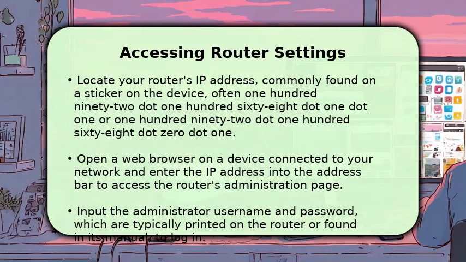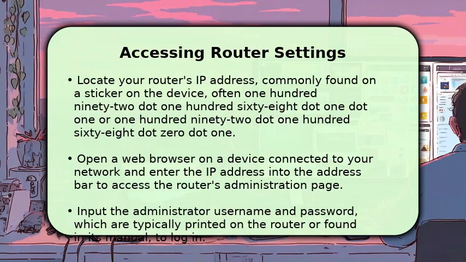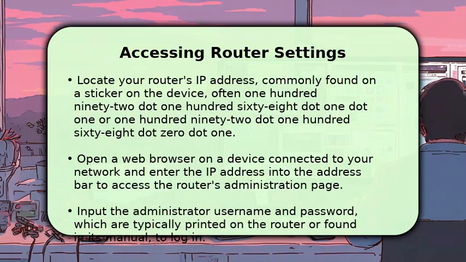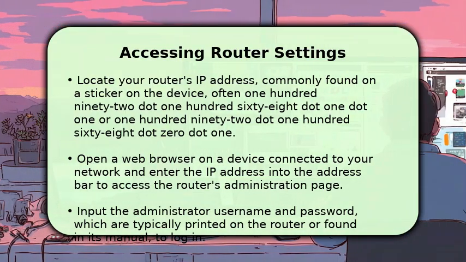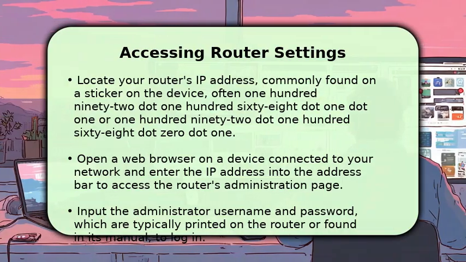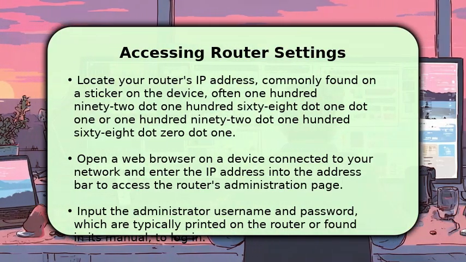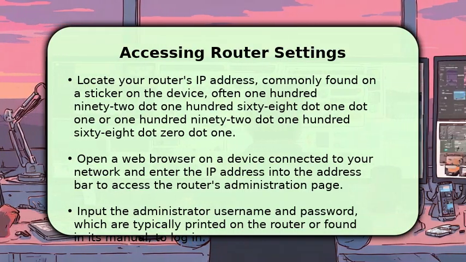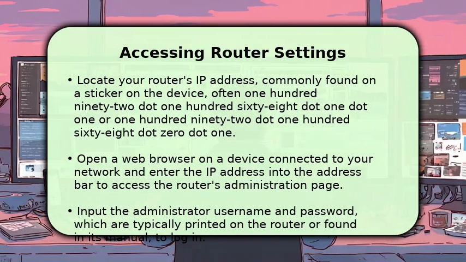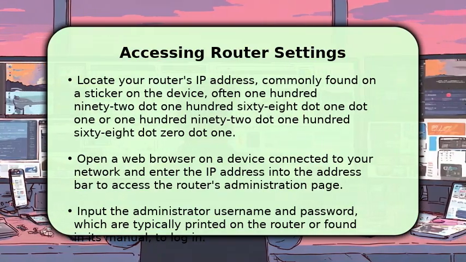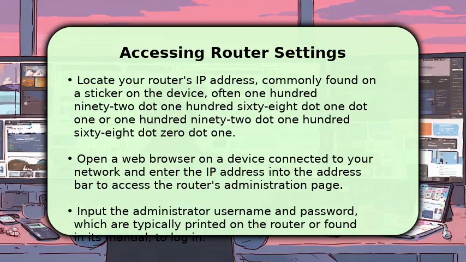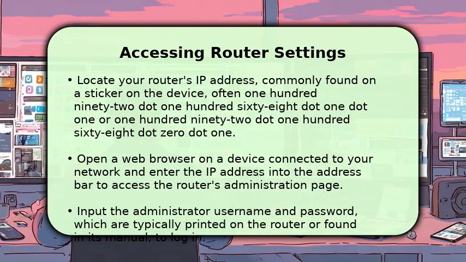To begin, you'll need to access your router's administration page. First, find your router's IP address, usually printed on a label on the device itself. Common addresses include 192.168.1.1 or 192.168.0.1. Next, open any web browser and type this IP address into the address bar.